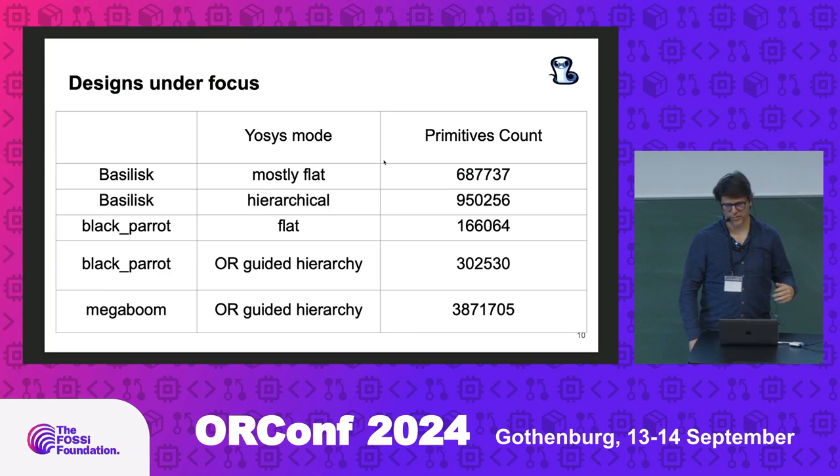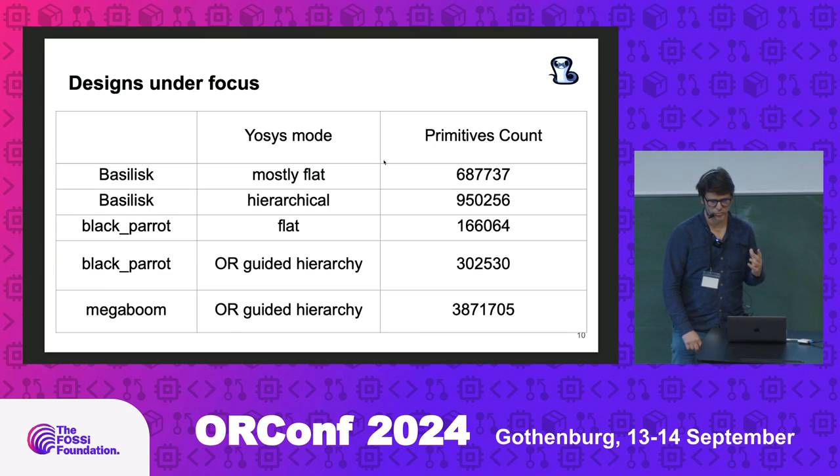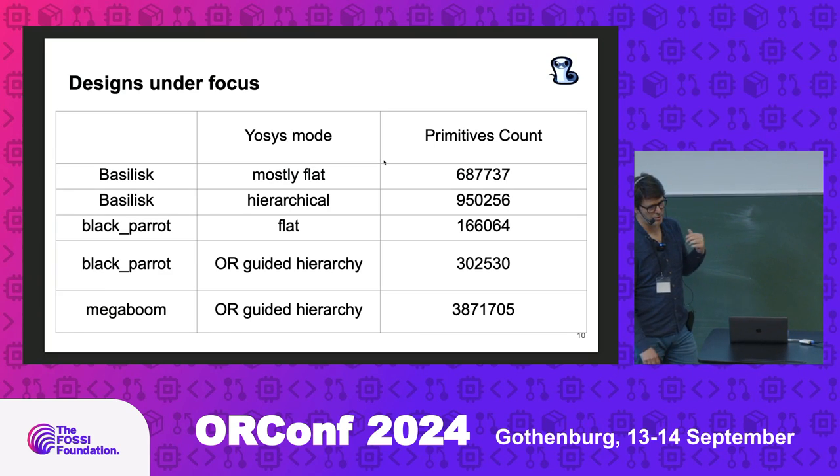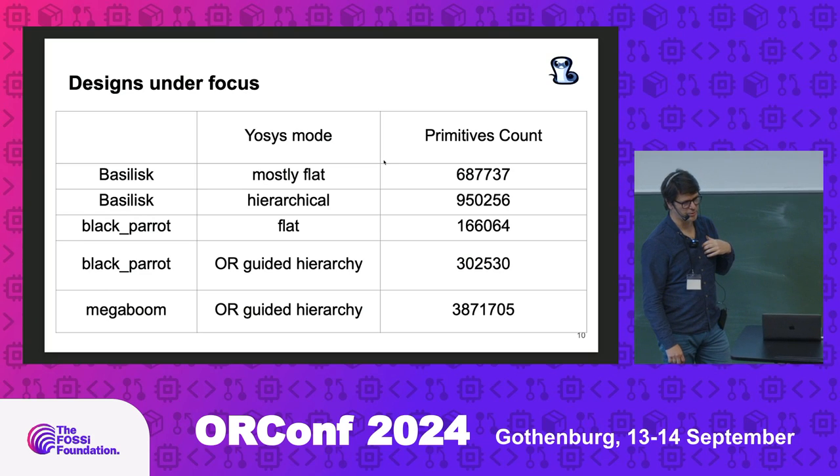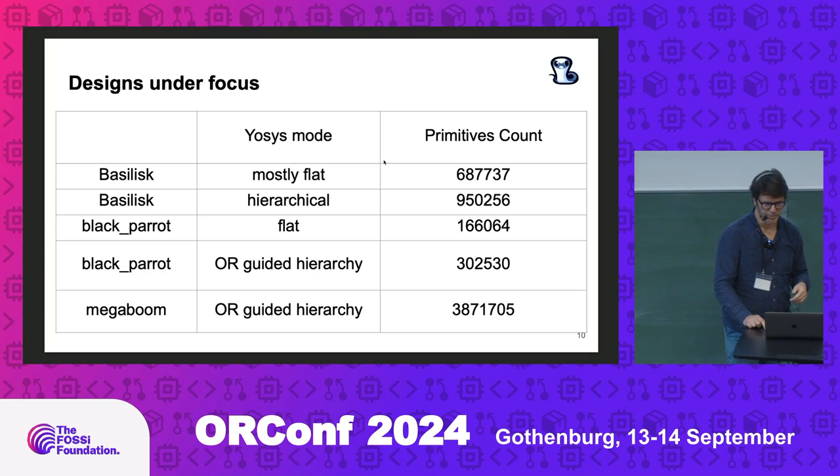Of course, the purpose of this is also to focus on the biggest designs. So I tried to collect the biggest open source designs that I could. There's one coming from ETH, Basilisk. The other one is Black Parrot, that is in ORFS, and there is also Megaboom that is close to ORFS, that is currently the biggest design that we have access to, which is close to 4 million gates.